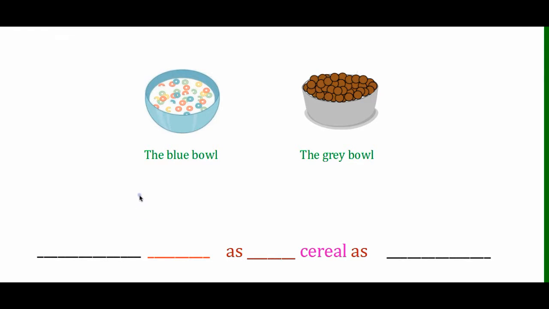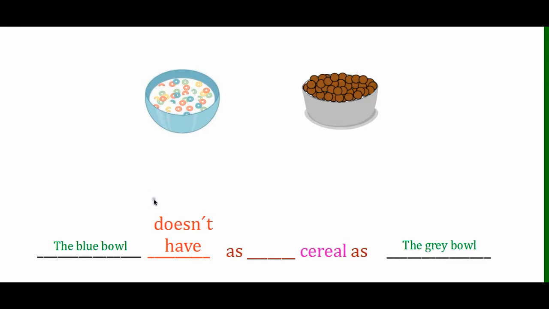Okay, and one more example. We have the blue bowl and the grey bowl, and we're comparing cereal. Is there a difference? It looks like this bowl has more cereal. So this would come at the end, the blue bowl would go at the beginning, and because there's a difference we would have a negative, so doesn't have. But this time, cereal is a non-count noun. We can't have 2 cereals, 3 cereals. We can only have cereal. So we would say as much. The blue bowl doesn't have as much cereal as the grey bowl.